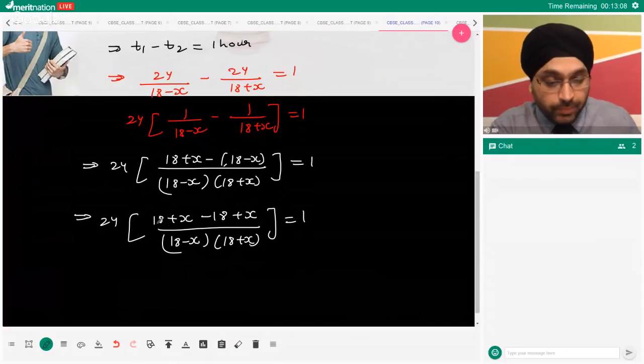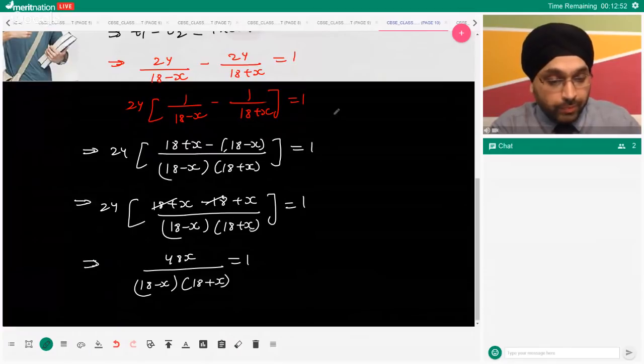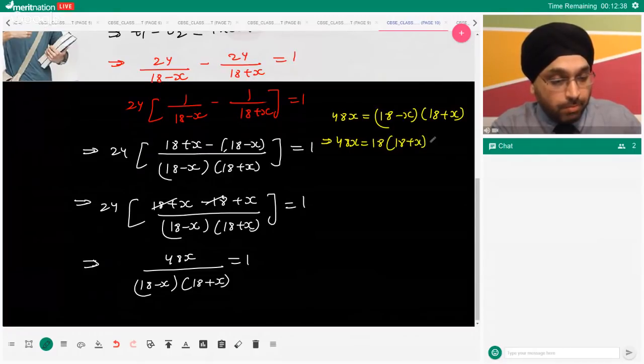So guys, if you see it very clearly, this and this will cancel out. So further, if you simplify, it will come out to be 48x upon 18 minus x into 18 plus x equals 1. Now guys, you just need to cross multiply further. So that will come out to be 48x equals 18 minus x into 18 plus x. Now guys, further, this will come out to be 48x equals 18 into 18 plus x minus x into 18 plus x.